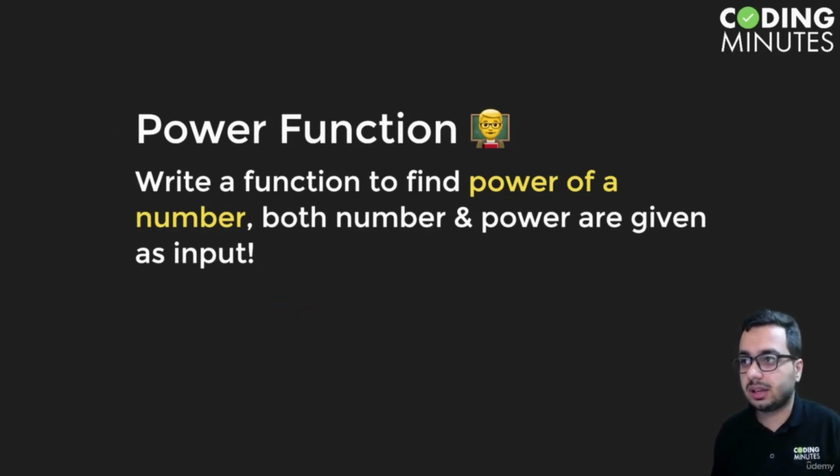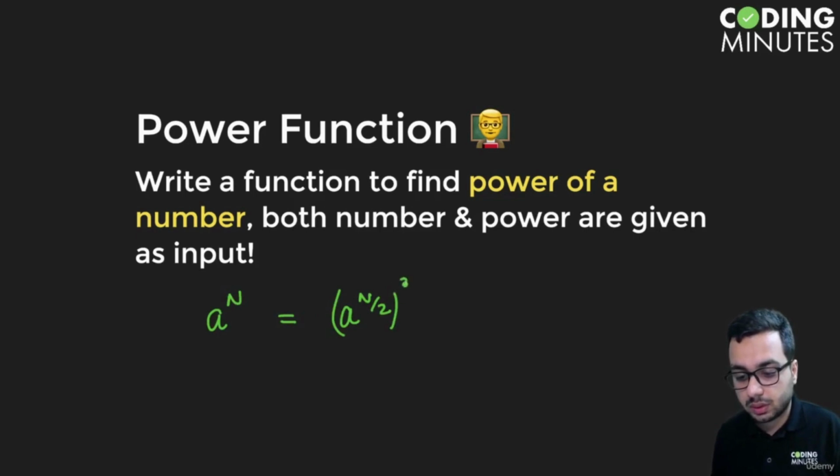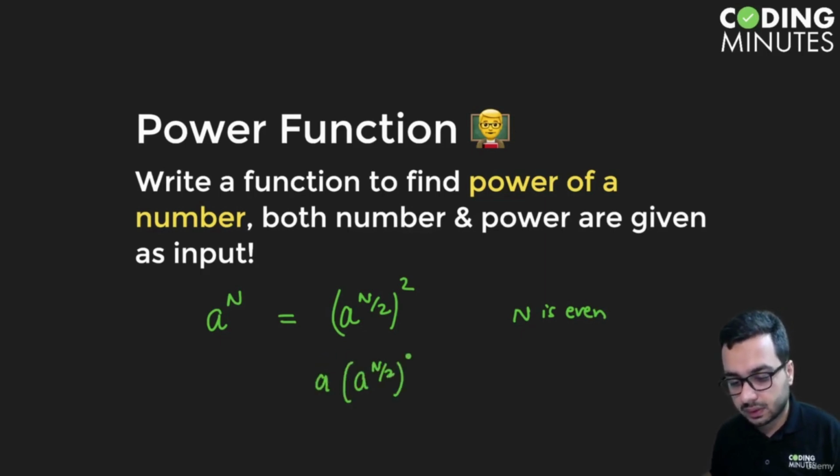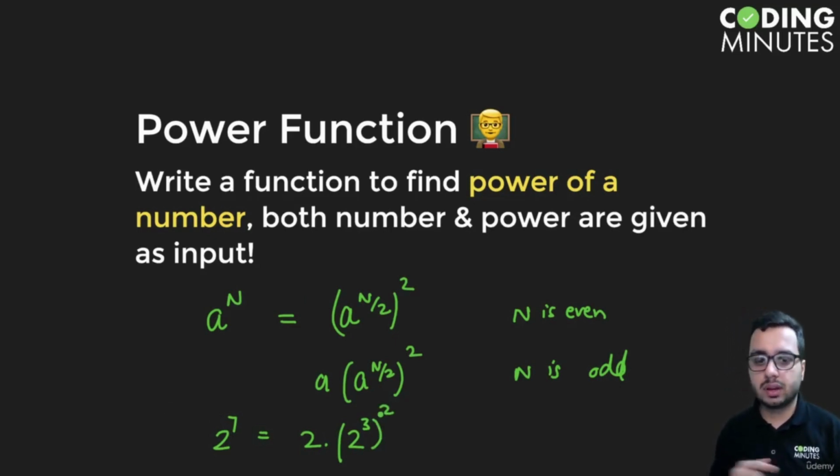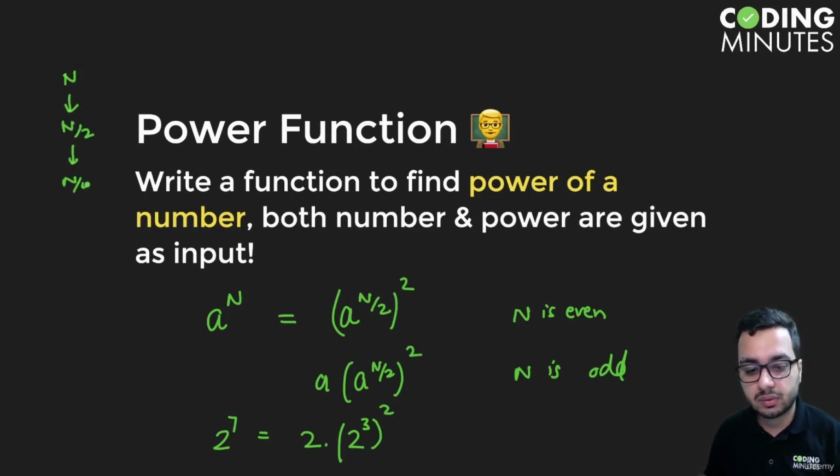How? Let me just tell it to you. So I can write something raised to the power n as something raised to the power n by 2, squared, when n is even, and if n is odd, then I will multiply this result with another a. You can easily see, if it is like 2 raised to the power 7, then it is nothing but 2 into 2 raised to the power 7 by 2, that is 3, and square of this term. So effectively we are reducing a problem of size n to a problem of size n by 2. From here we are doing it to n by 4, n by 8, and eventually ending up at 1 or 0.